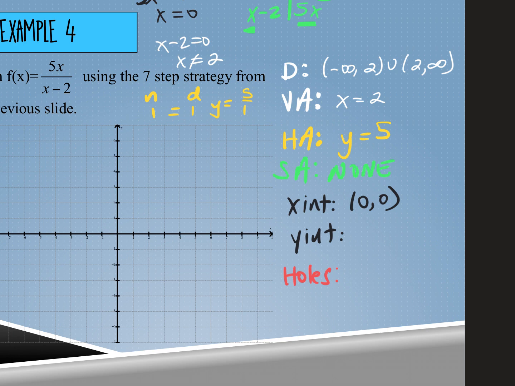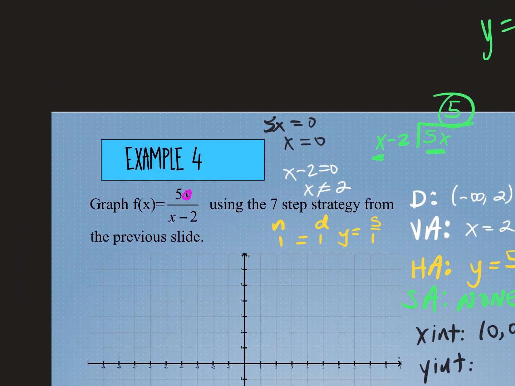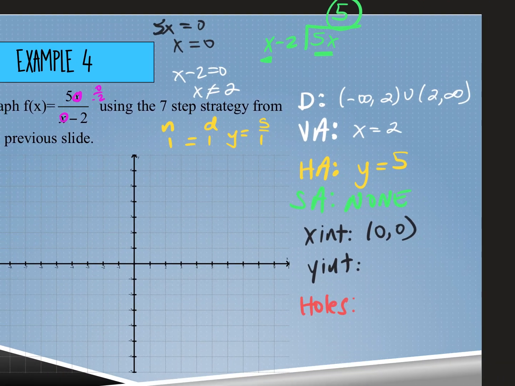How do you find your y? Okay, what does that mean? Plug in 0. Look, guys, if I plug in 0 here and I plug in 0 here, I get 0 over negative 2. What does that give me? 0. So my intercept is at 0, 0.